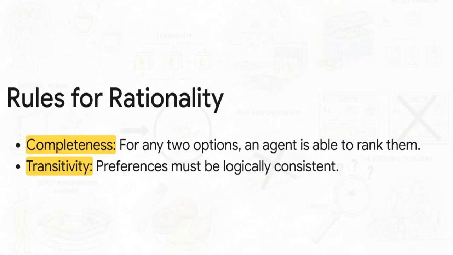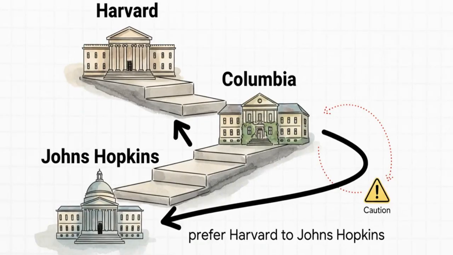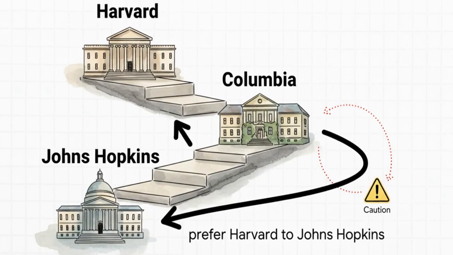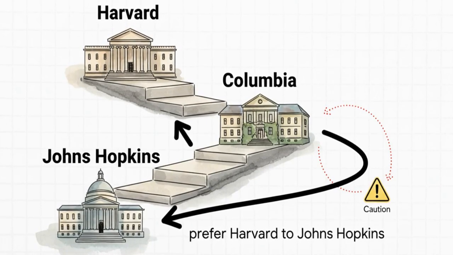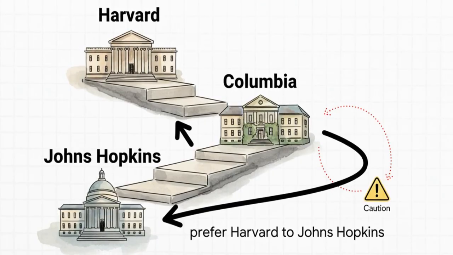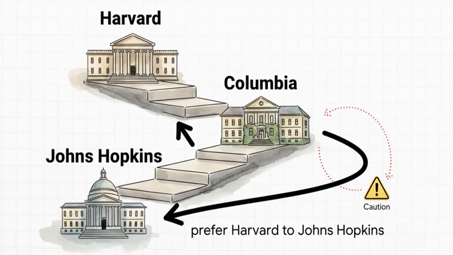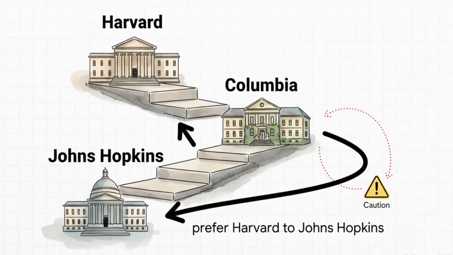Now, for this whole preference system to be considered rational, it has to follow two basic rules. First is completeness. This just means if I give you two options, any two options, you have to be able to rank them. You can't just say, I don't know. And second, transitivity. And this one is all about logical consistency. Transitivity seems incredibly obvious, right? If you prefer A over B, and you prefer B over C, then of course you have to prefer A over C. It's just basic logic.